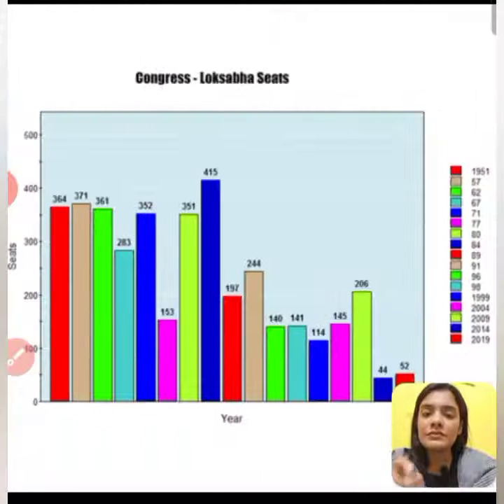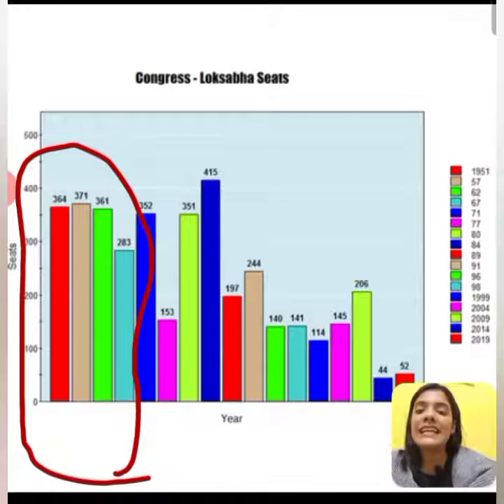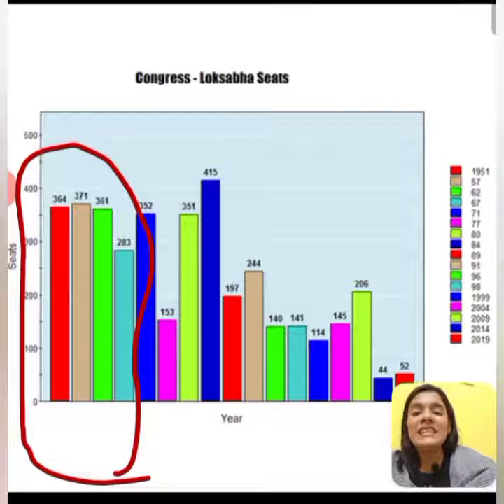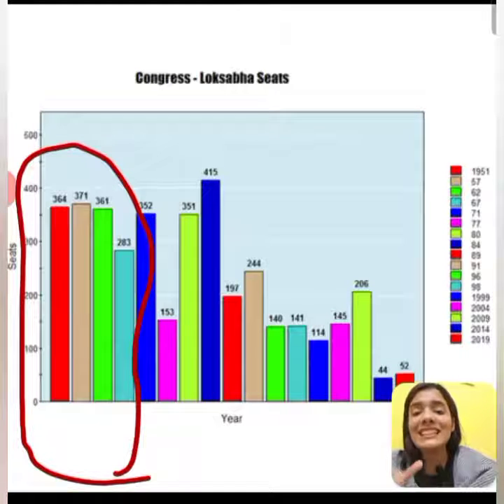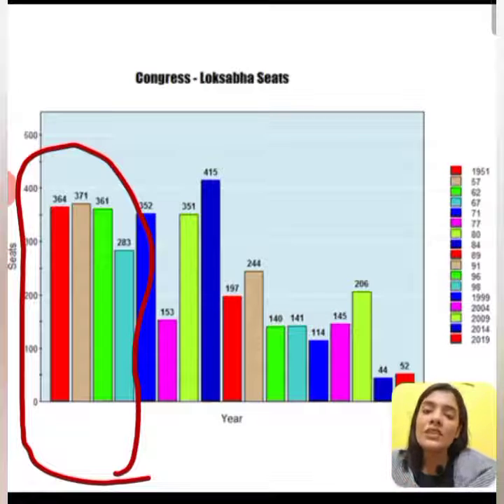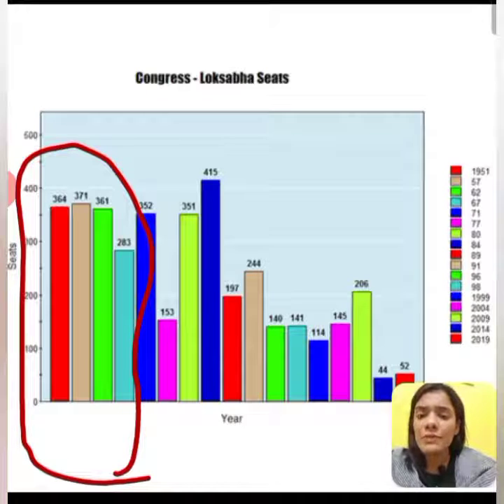See children, in this graph, these are the seats obtained by Congress at the national level. These were the seats obtained by the Congress party till the year 1967: 1952, 1957, 1962, 1967. For the first 3 consecutive elections, the Congress held the supreme power. It was the only party which had its monopoly during these 3 elections. It was a single predominant party in India during these 3 elections. I am only talking about these 3 elections.